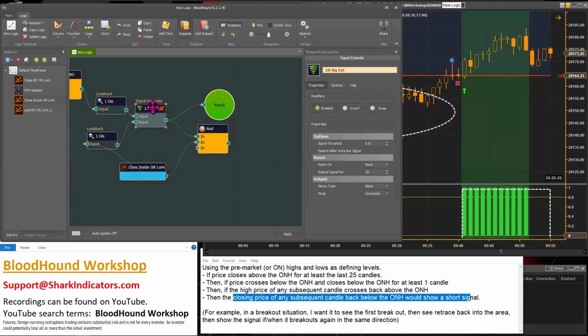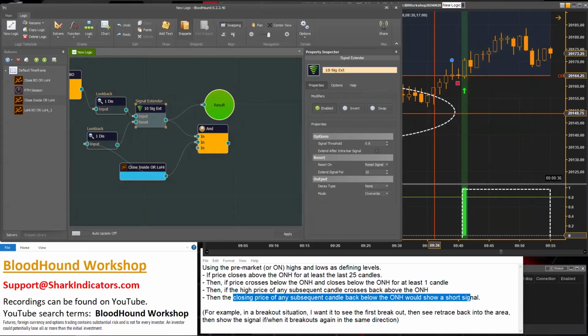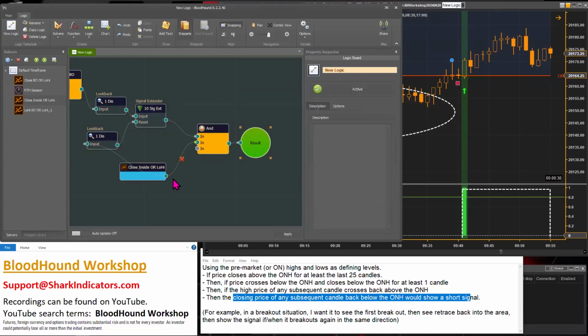All right, so I need to go back into the signal extender here. And so for the resets, I'm using the reset signal. And there we go. So if I connect that in, there.